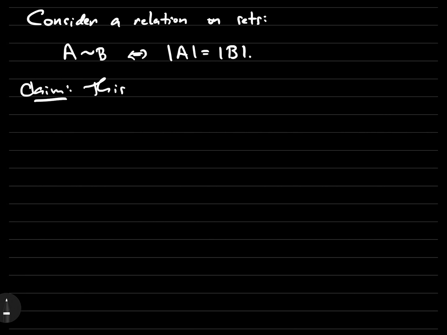Now let's consider the following relation on sets. We say that the set A is related to the set B if they have the same cardinality. It turns out that this is an equivalence relation, and we'll go through the details below.